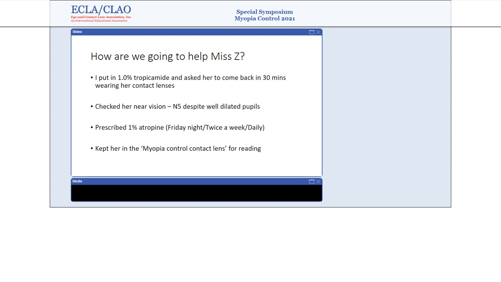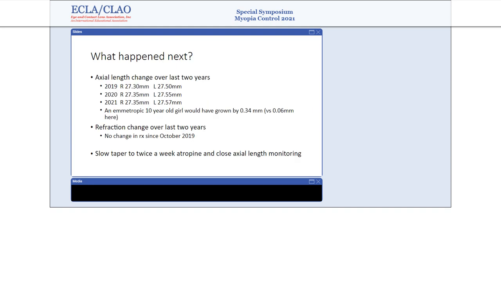I use that either twice a day or once a week. And once a week, they're probably using the atropine at the start of the week and maybe using the myopia control lens at the end of the week.